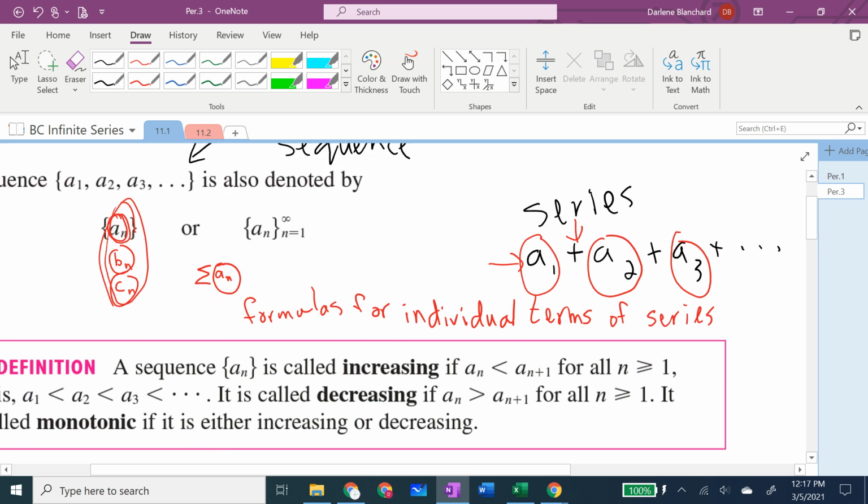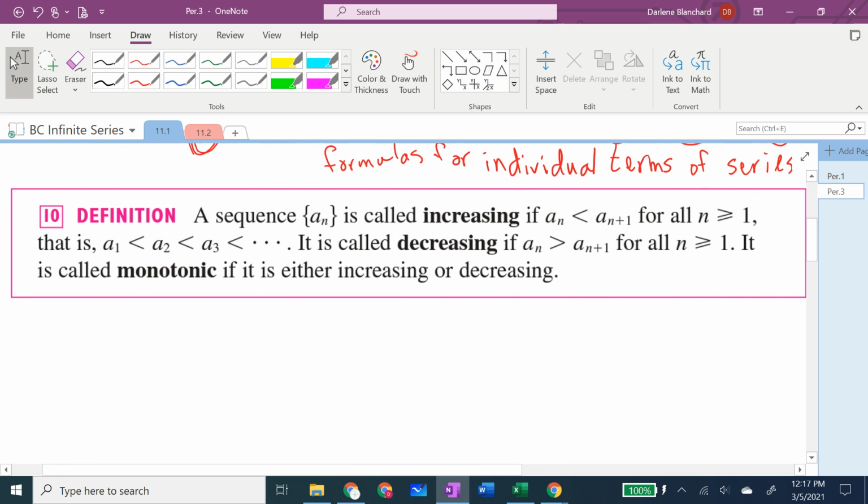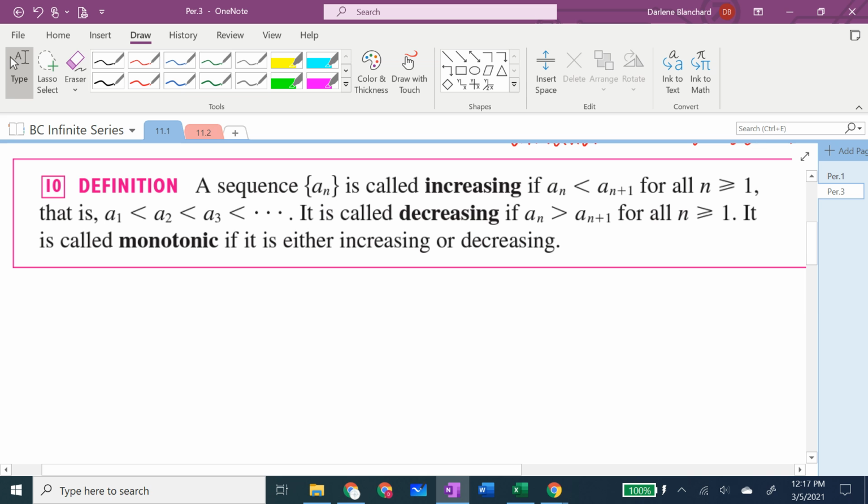Now, some words that you do need to be familiarized with. An increasing sequence means, well, the terms are increasing, kind of straightforward. If you are told it is decreasing, then the numbers are getting smaller, 5, 4, 3, 2, 1, 0, -1, -2, -3, that kind of thing.